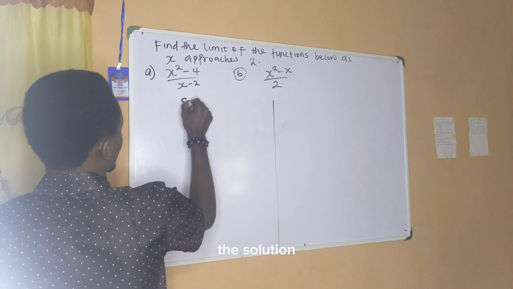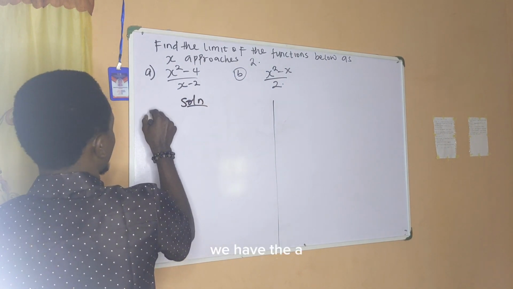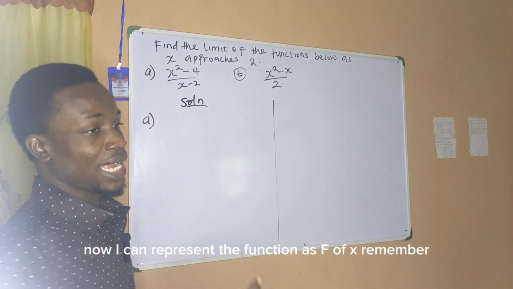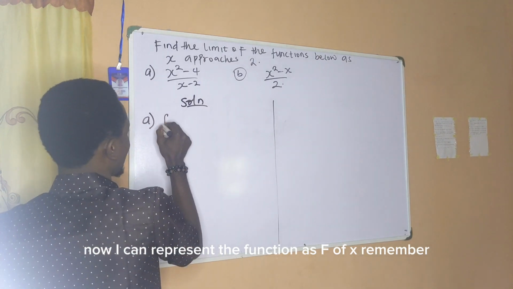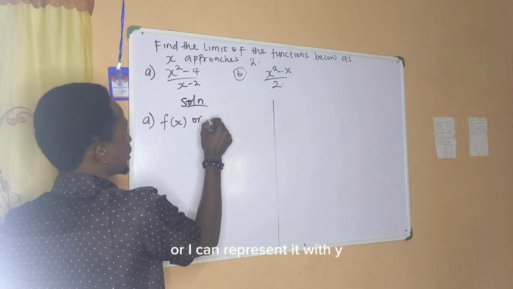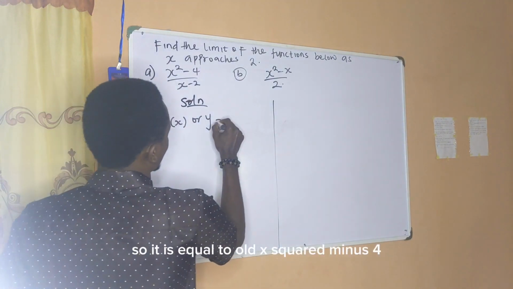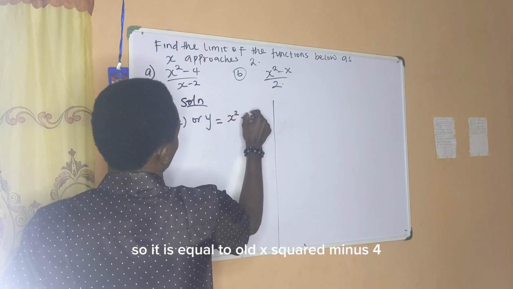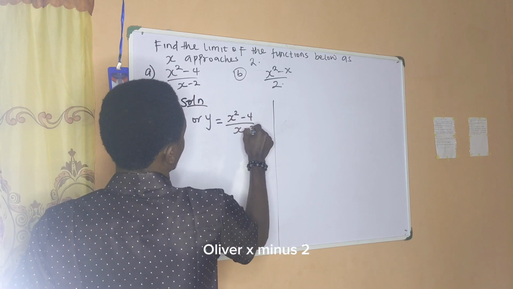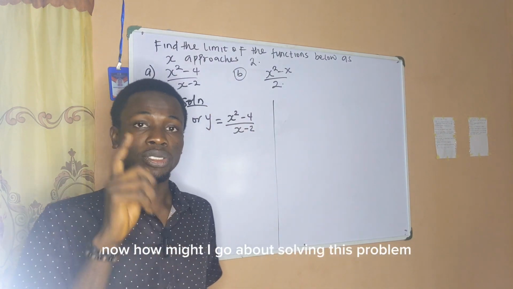So solution, we have the function. Now I can represent the function as f of x, remember? Or I can represent it with y. f of x is the same thing as y. So it is equal to x squared minus 4 all over x minus 2. Now, how might I go about solving this problem?